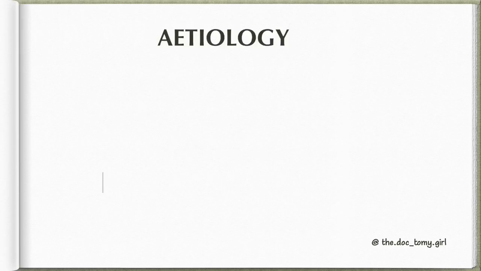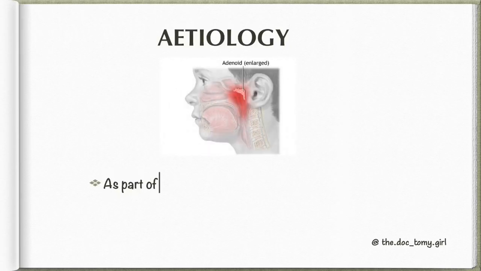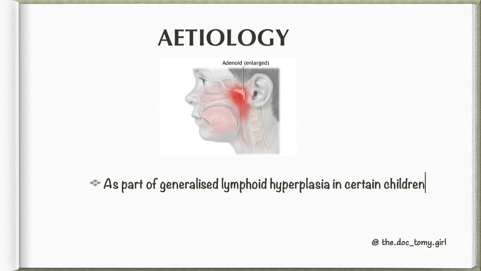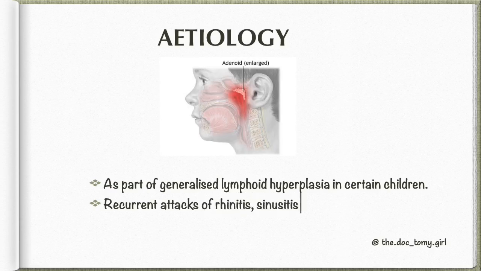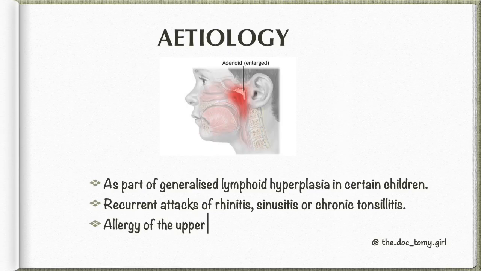Now about the etiology of adenoid enlargement. It may occur as a part of generalized lymphoid hyperplasia in certain children, or it may occur due to recurrent attacks of rhinitis, sinusitis, or chronic tonsillitis, or it may be a part of the allergy of the upper respiratory tract.